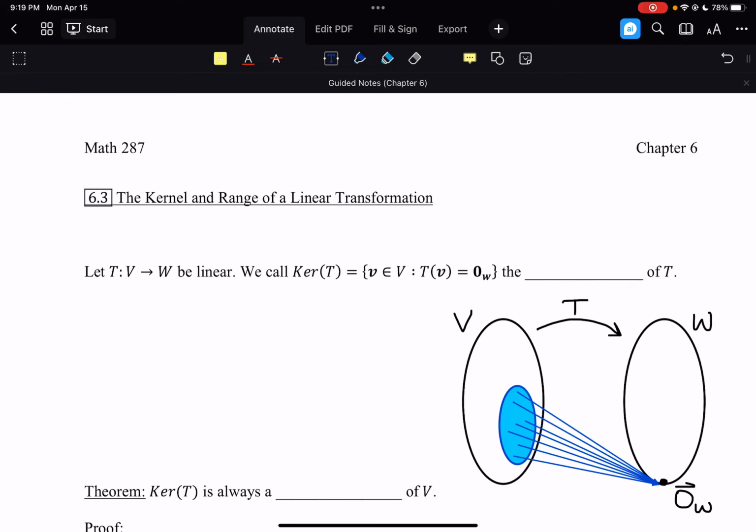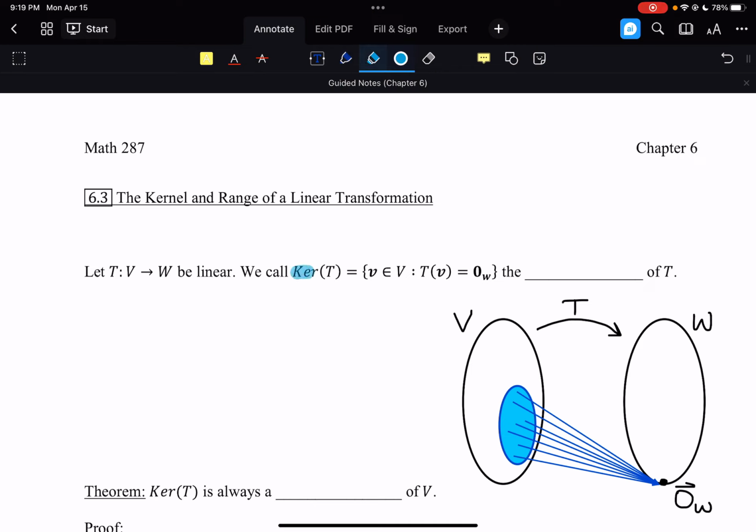Welcome to section 6.3. In this section, we're going to be talking about the concepts of the kernel and the range for a linear transformation. And this is a pretty long section, so we're just going to dive right into this. So we have a linear transformation T going between two vector spaces V and W.